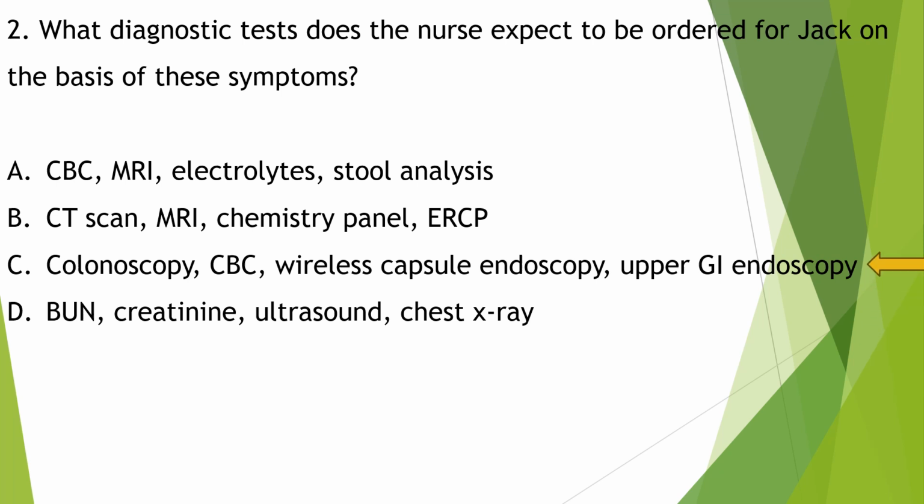Then what you need to do is wireless capsule endoscopy, which evaluates the portion between what can be seen with the upper GI endoscopy and the colonoscopy. Ulcerative colitis affects only the large intestine, but Crohn's disease affects anywhere from mouth to anus and must be ruled out before a surgical decision can be made. Blood, mucus and pus are common with ulcerative colitis but not with Crohn's disease. So here the provider should go for a colonoscopy, CBC, wireless capsule endoscopy as well as upper GI endoscopy.